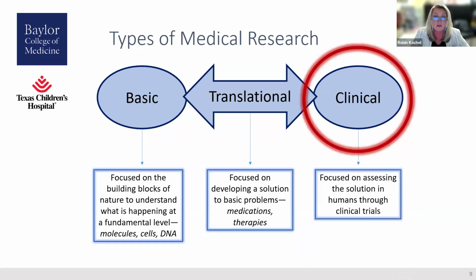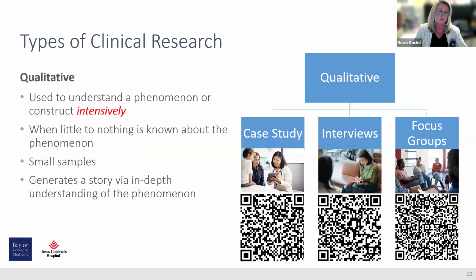So what I'm going to focus on for the rest of the presentation is really on this clinical piece. That's the work that I do, and I think that's probably going to be the work that, when you get invited to participate in research, it's going to be clinical research. So there are two main categories of clinical research, qualitative and quantitative. So I'm going to talk about qualitative first.